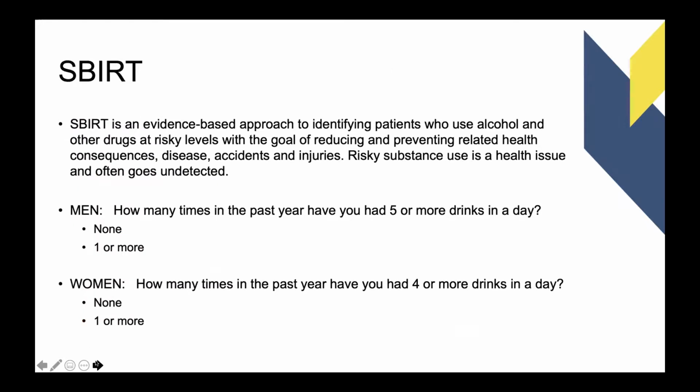And here is the SBIRT. This is the screening, brief intervention, and referral to treatment. This is a really popular tool. Again, a lot of medical professionals are being trained to use this. The SBIRT is an evidence-based approach to identifying patients who use alcohol and other drugs at risky levels, with the goal of reducing and preventing related health consequences, disease, accidents, and injuries. Risky substance use is a health issue and often goes undetected.